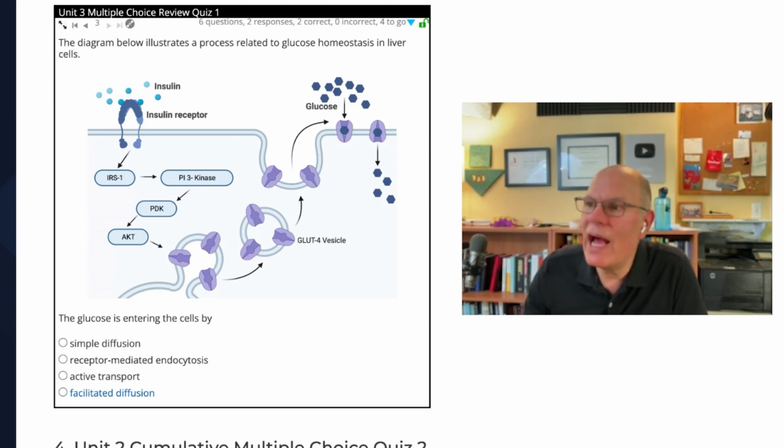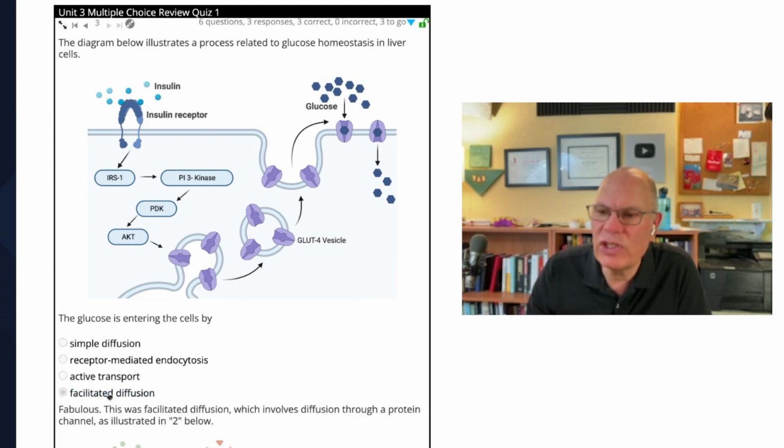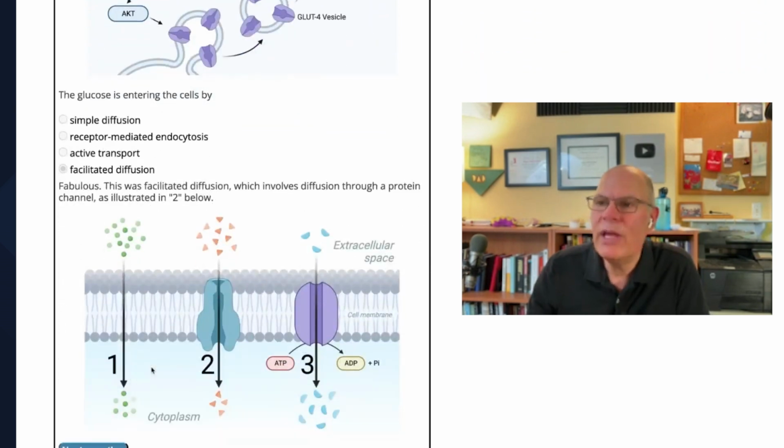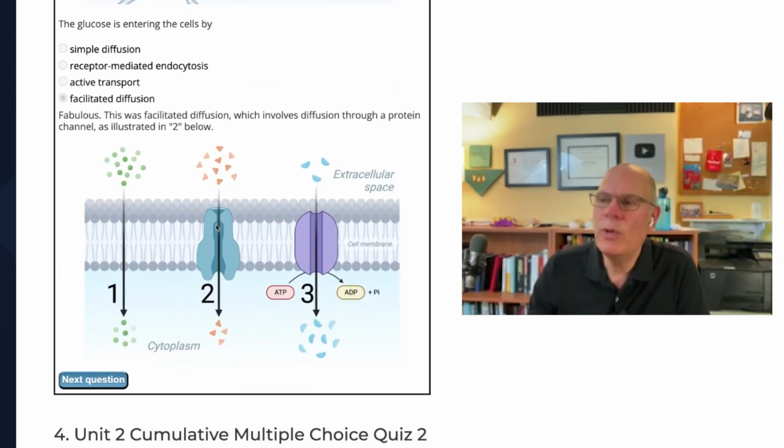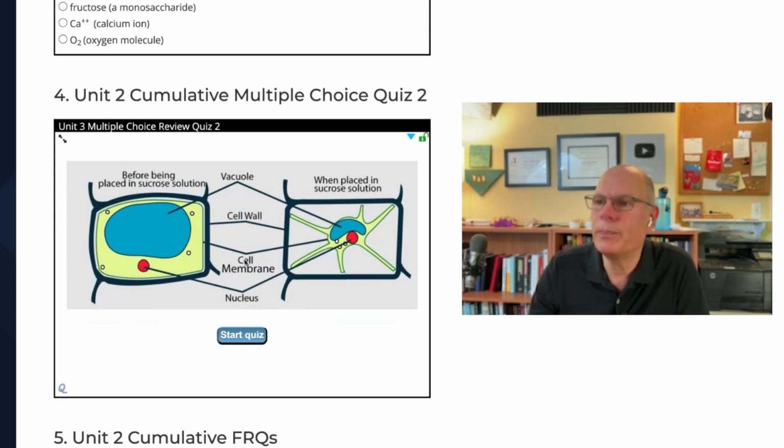And we've got over here, you can see that the glucose is in high concentration outside, low concentration inside. So that's got to be facilitated diffusion. Why? Because it's coming through a protein channel. Okay, so that's why facilitated diffusion. Let's check that answer. Fabulous. This was facilitated diffusion, which involves diffusion through a protein channel, as illustrated in number 2 below. We're going to do one more question.